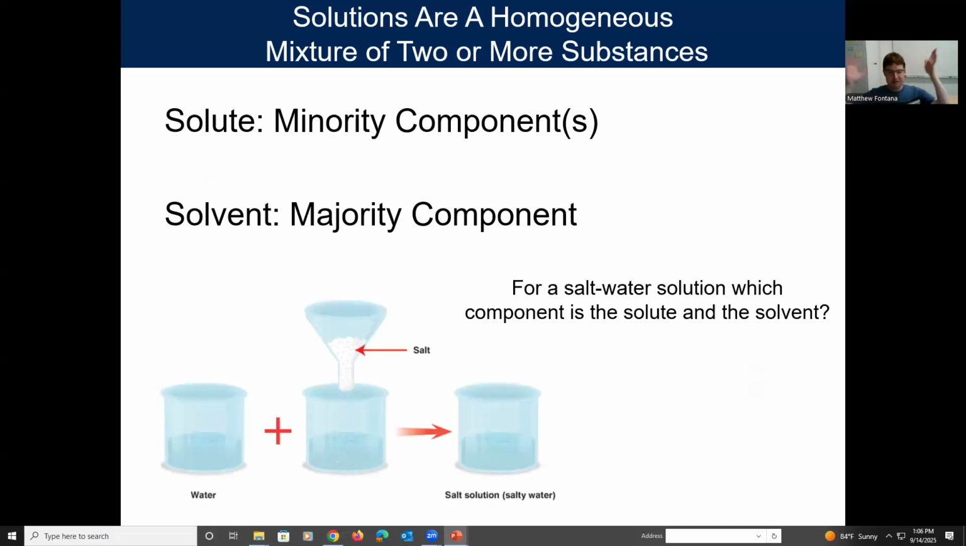As a simple example, if you have water and you dump in some salt, you are going to have a salty water solution. Since in this case we have more water than the salt that we added in, water is our solvent and sodium chloride, our salt, is our solute. Together, the salt and the water make up the solution. So solvent plus solute equals solution.